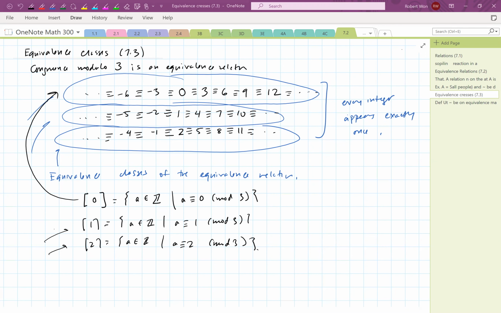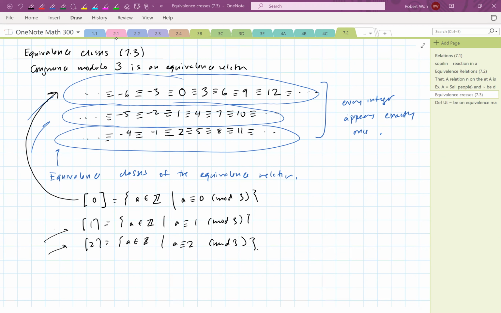We can look at all of the elements that are congruent to 0 modulo 3. So 0 is congruent to 3, and it's congruent to 6, and it's congruent to 9. But since it's an equivalence relation, it's transitive. So if 0 is congruent to 3 and 0 is congruent to 6, it means that 3 is congruent to 6. So basically, everything in this top blue circle is equivalent to everything else in that circle under the equivalence relation. And so we can take all of these elements together as one big set.